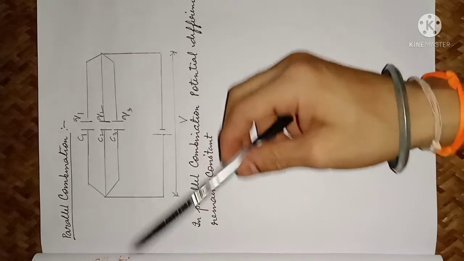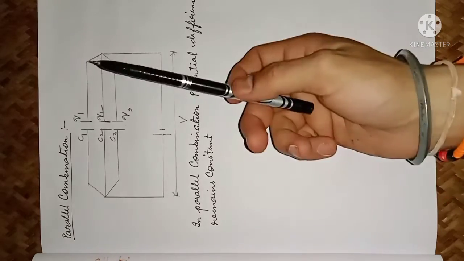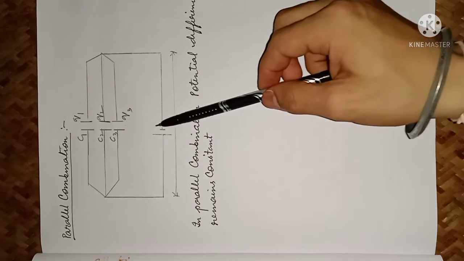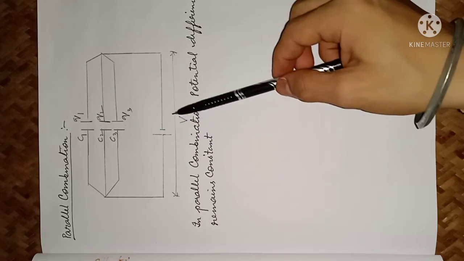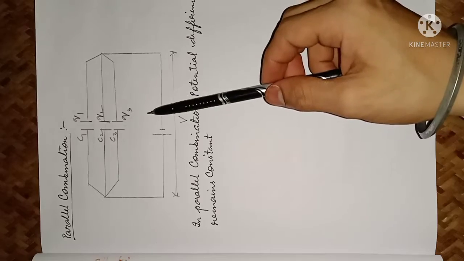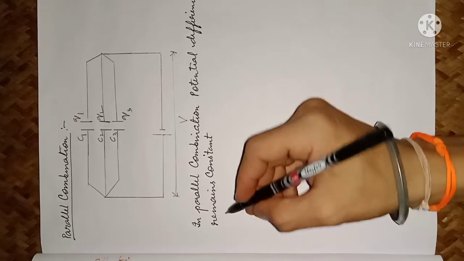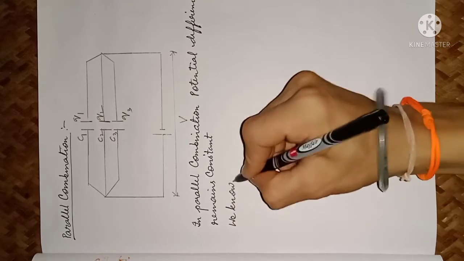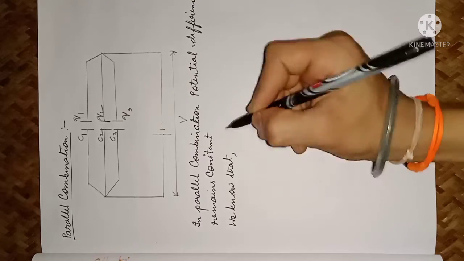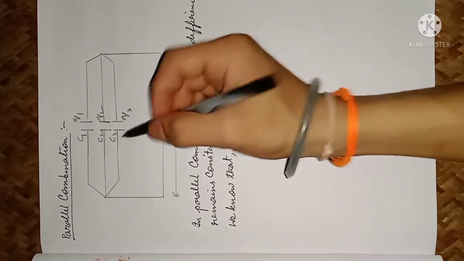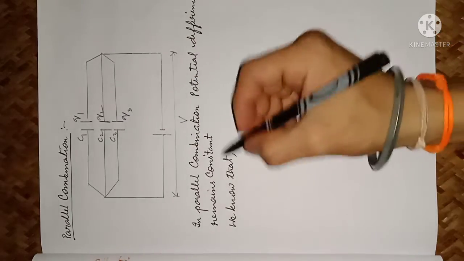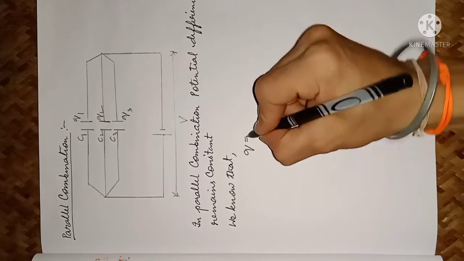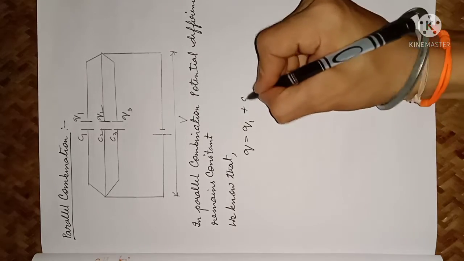What happens in series combination? In series combination the charge remains constant, isn't it? The charge was constant. In parallel combination it was the potential difference that remains constant. So let us derive. We know that the total charge will be, similarly to what we did for the series combination, Q is equals to Q1 plus Q2.